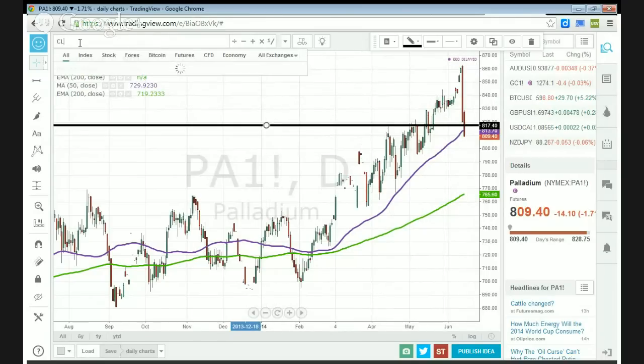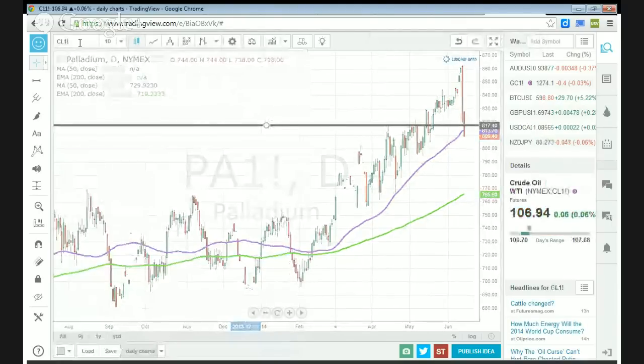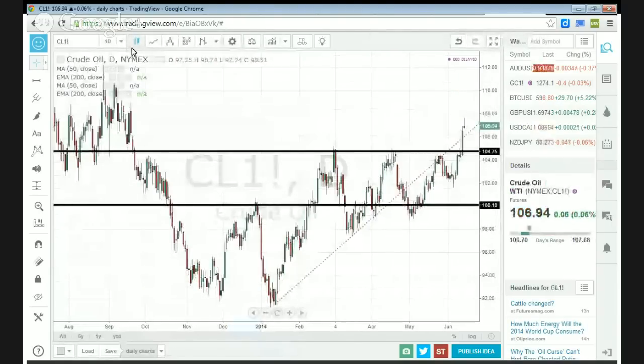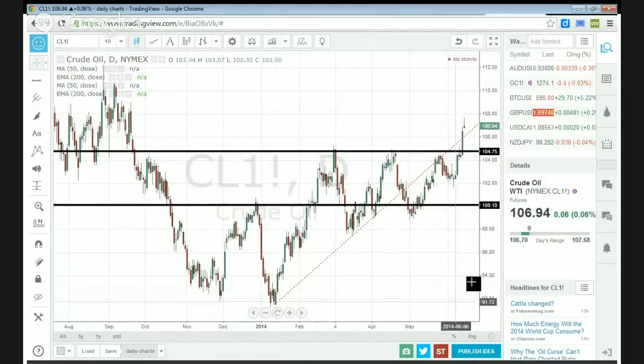Another chart I thought was interesting that I wanted to highlight was crude oil. There's been some news in Iraq that has sent the price of oil up. It's going to affect the oil supply lines, is my understanding. I'm not too familiar with the news story, but I briefly skimmed it, and that was the impression that I got.